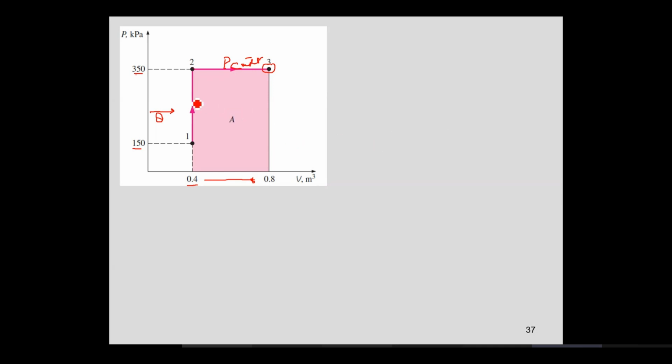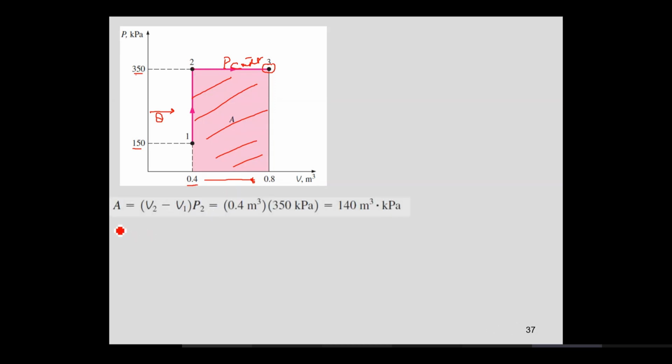This whole area is essentially the work done by the air. You are going from process 2 to 3. The whole area is due to the work done by the air on a PV diagram.